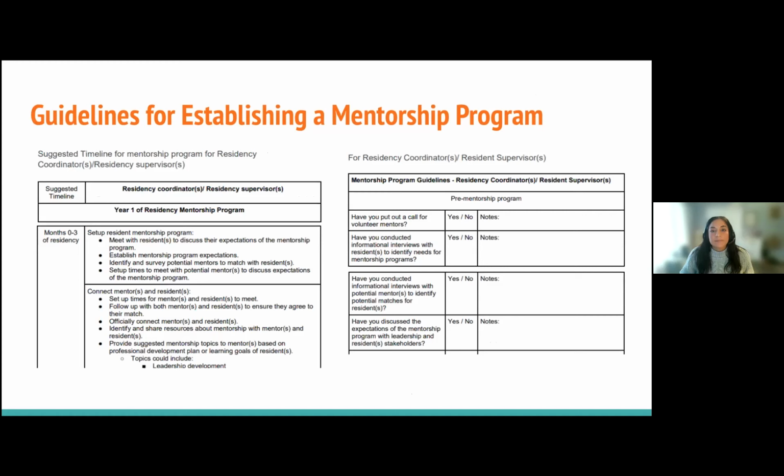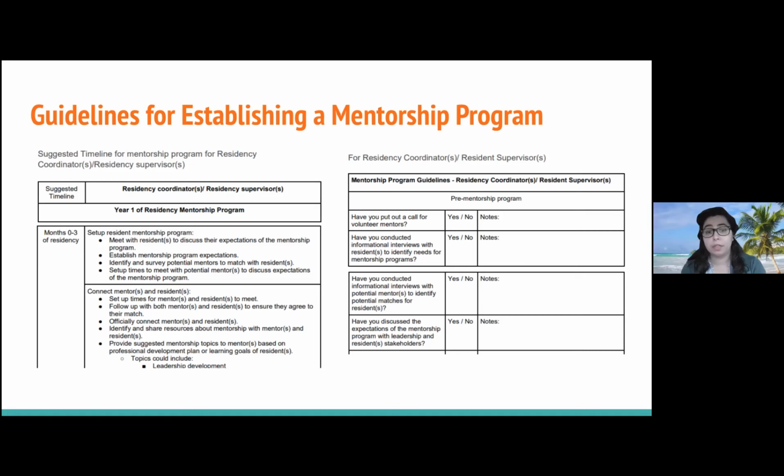Can you all hear me now? Okay, so thanks, Laura. So as she previously mentioned, this slide includes a screenshot of what you would see in the toolkit for the guidelines to establish a mentorship program. So the guidelines start with a suggested timeline. Then it moves on to program guidelines for residents, mentors, residency coordinators, or supervisors, and then it ends with some resources. So we broke up the first year of the residency mentor program into 0 months, then 4 to 9 months, and then in the first year.